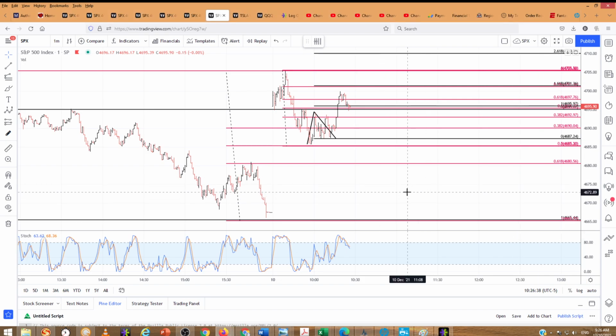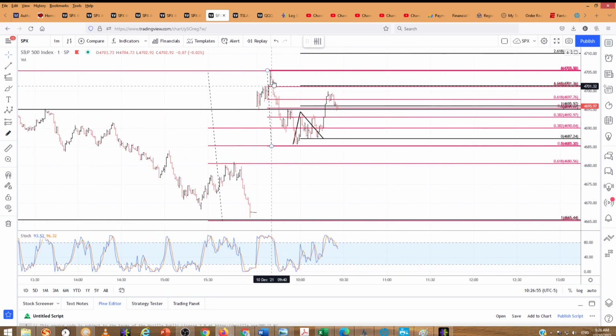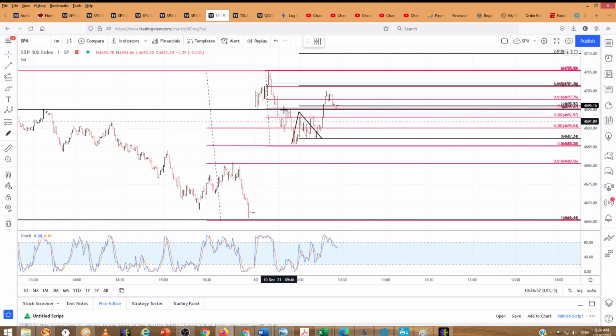We're in the middle of trading here on Friday, December 10th at 9:26 a.m. Central. This is a 1-minute chart. It gapped up here and made a double top. I don't know if you can see. Well, that's irrelevant. So what we have here is 1, 2, 3, 4, 5.